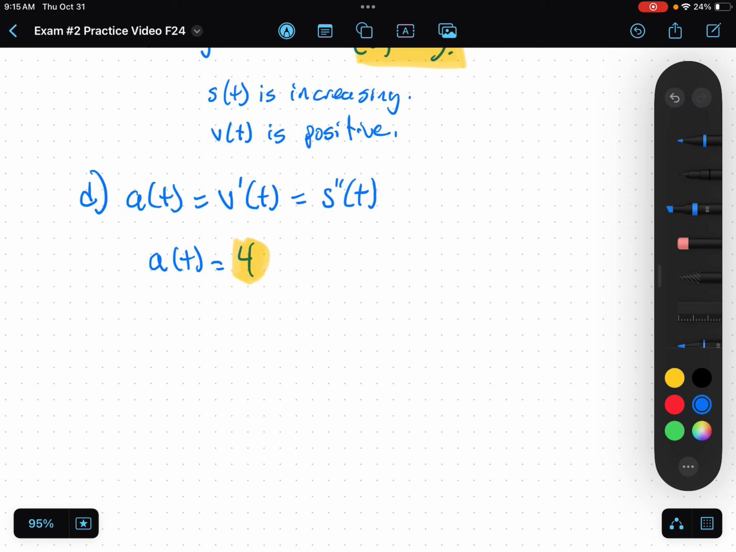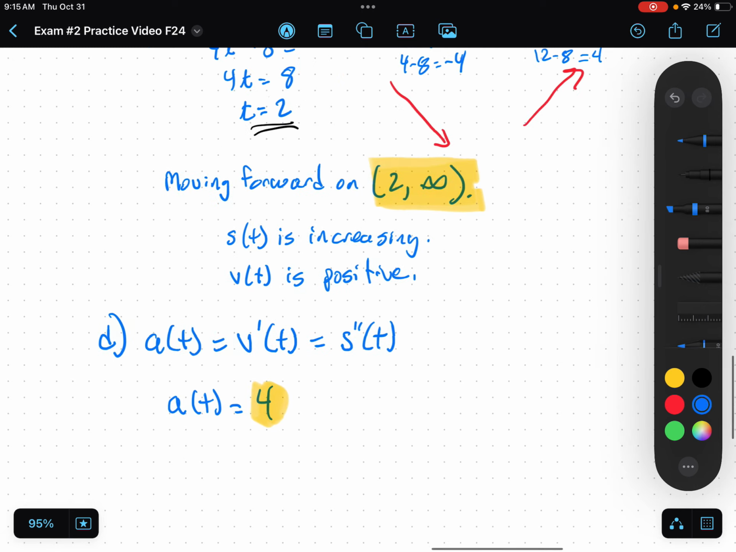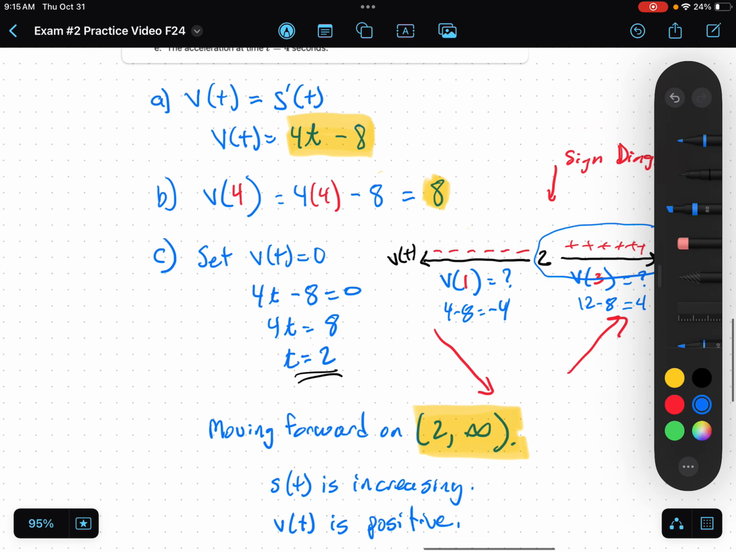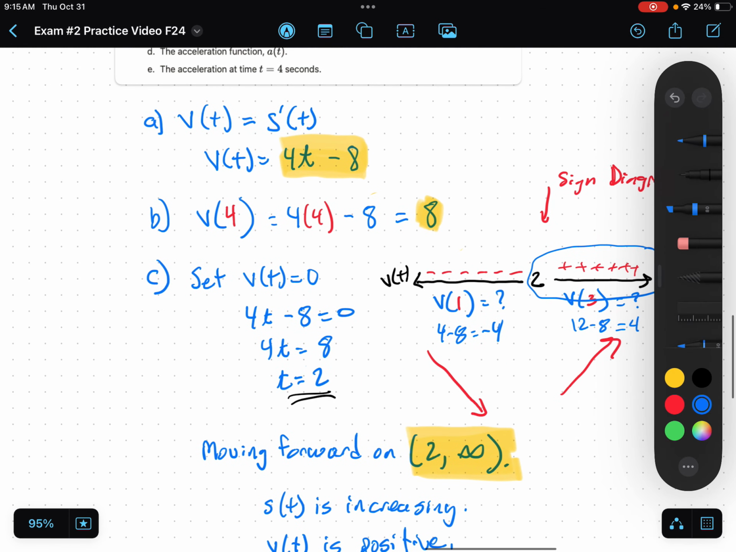And then letter E, is that what letter that is? My memory's bad this morning too.